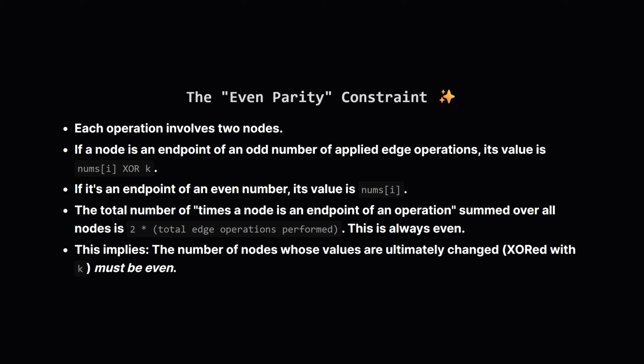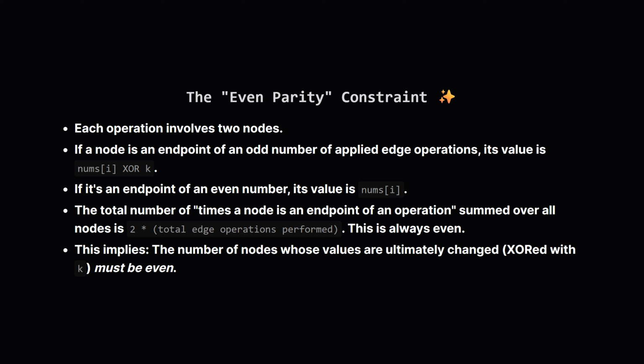Think about it. Each fundamental operation on an edge affects two nodes. If a node is involved in, say, 3 such edge operations related to it, its value will be XORed because 3 is odd. If it's involved in 2, its value won't change overall because 2 is even. Every time Alice performs an operation on an edge, it's like 2 XORs are distributed. The total number of these XORs across the whole tree must be even. This leads to the crucial insight. The total number of nodes whose values are actually changed by k, at the end of all operations, must be an even number. It can be 0, 2, 4, and so on, but never an odd number.